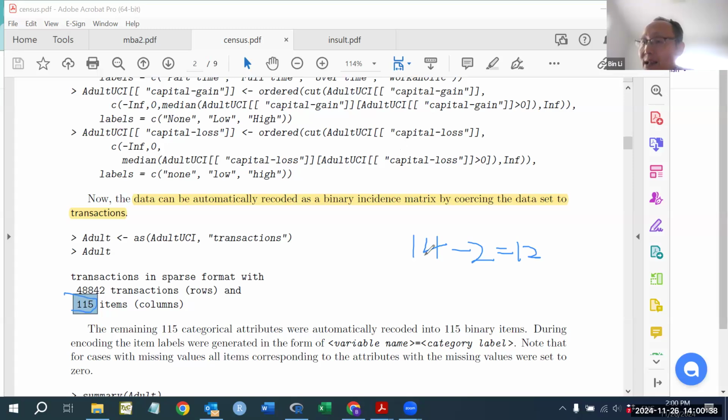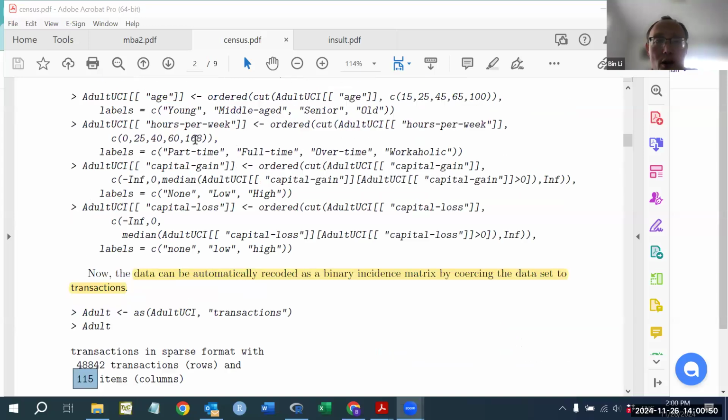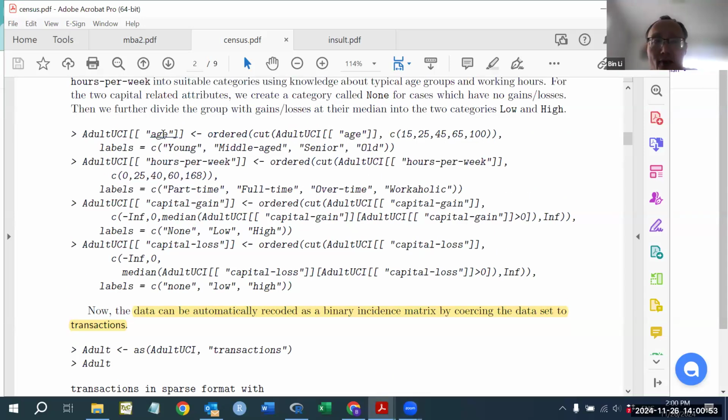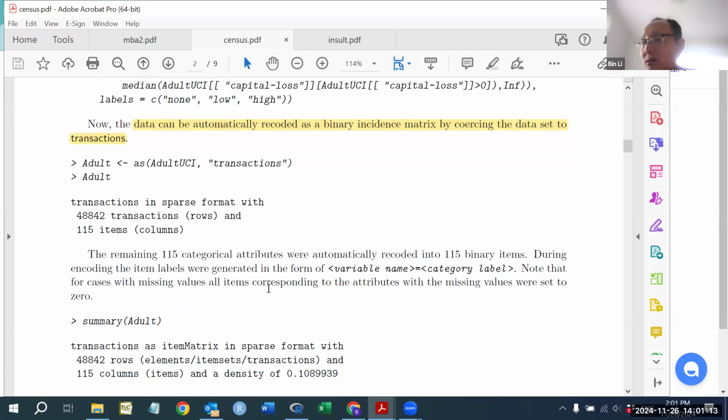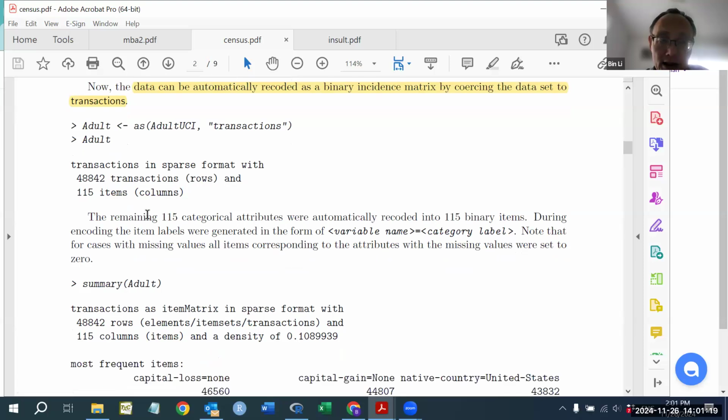We do it as a market basket analysis, so every column is binary. For example, for the age, instead of having just one variable as age, how many variables do we have now? We have 4 variables, right? We have 1 dummy variable for the young, 1 for the middle age, 1 for the senior, 1 for the old. So that's why it has 115 columns. Now, each column is a binary variable, okay? So make sure you understand that.